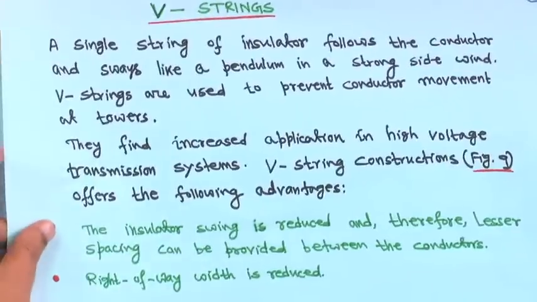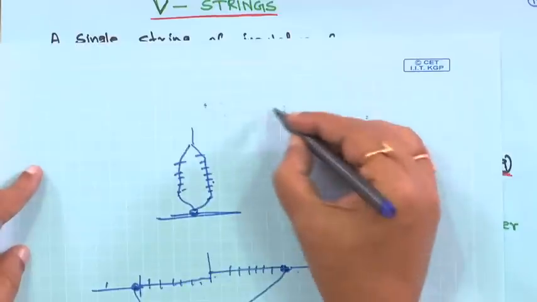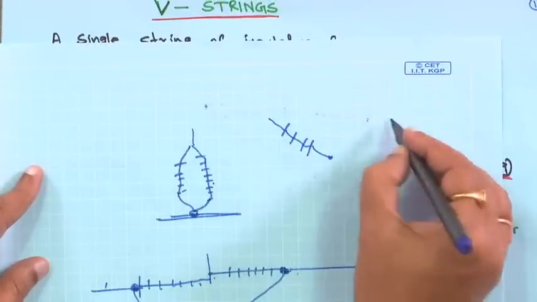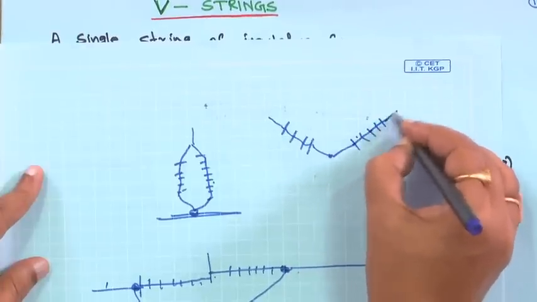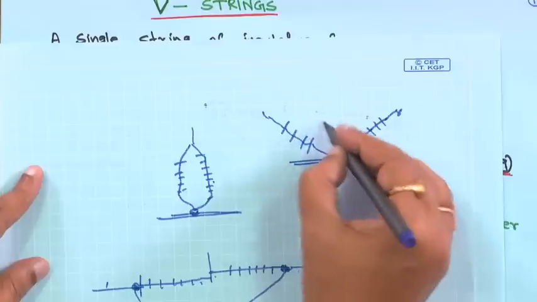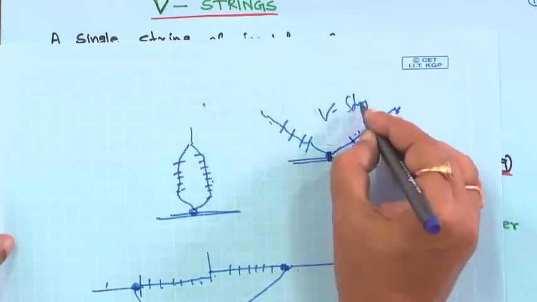Now, another thing is the V connection, V strings. Let me see if I have any diagram for V strings, I can show you. I think I have missed it somewhere. So, a V string means it will be connected like this, and on the other side the insulator will be like this. These are all the pieces of the string, and this is the conductor point. So, the conductor will be connected here, this is actually a V string, connected like this.